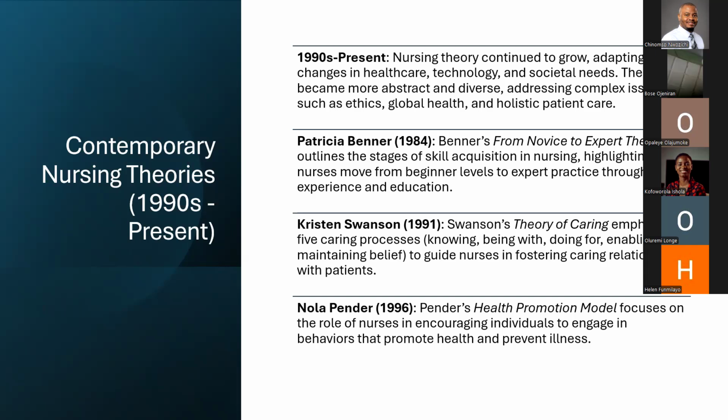Then Kristen Swanson's theory of caring also emphasized five caring processes: knowing, being with, doing for, enabling, and maintaining belief. So our idea is that before you do anything for a patient, you have to know the patient. And knowing, of course, you know that there are different types of knowing. I'm sure you have learned that from the philosophy of nursing, the different types of knowing.